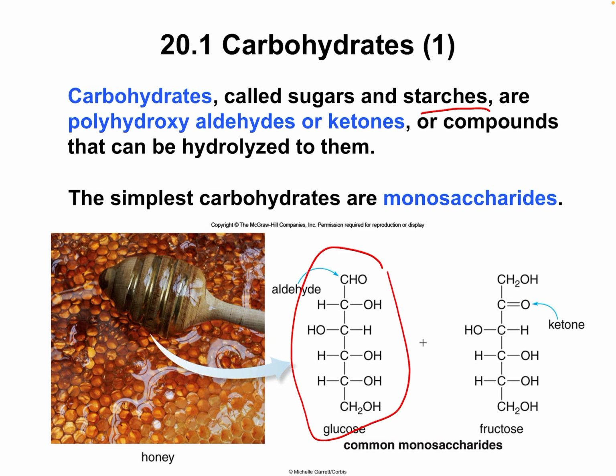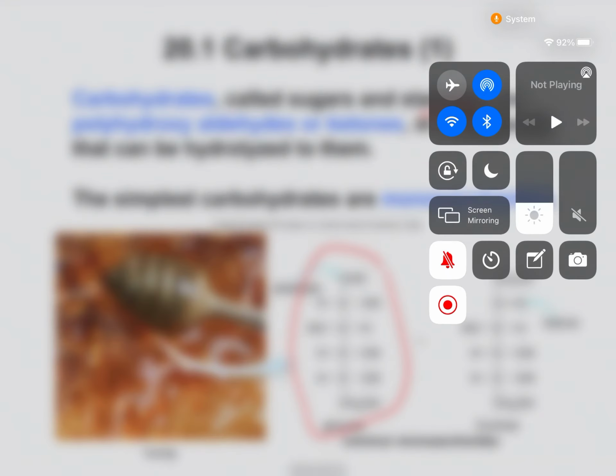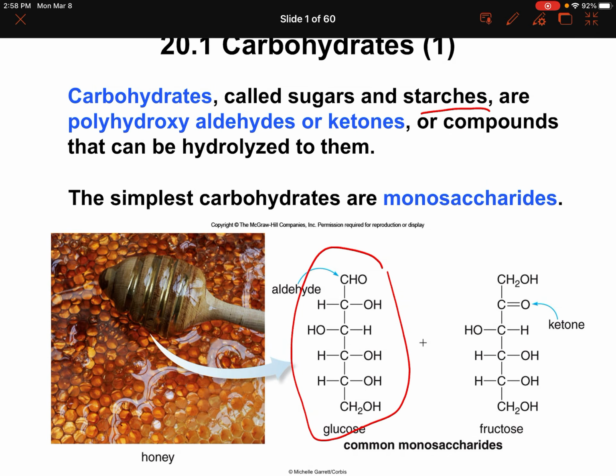So the most common of the monosaccharides that I want you guys to know about are glucose and fructose, both 6 carbons long. The difference being that glucose has an aldehyde functional group, whereas fructose is a ketone functional group.